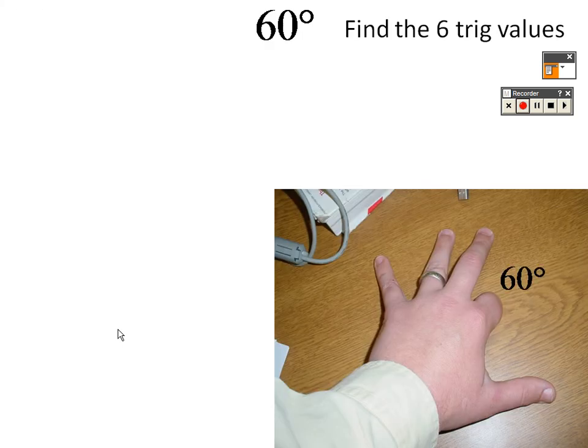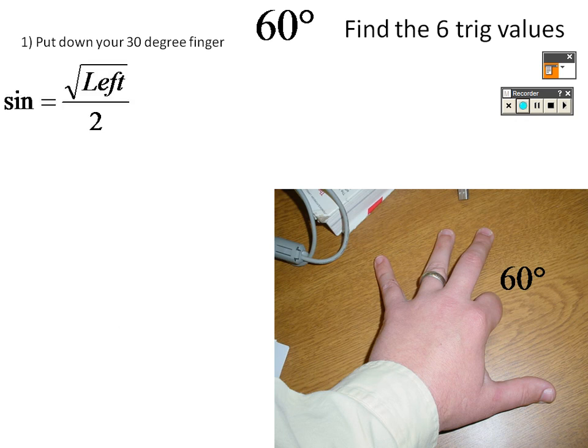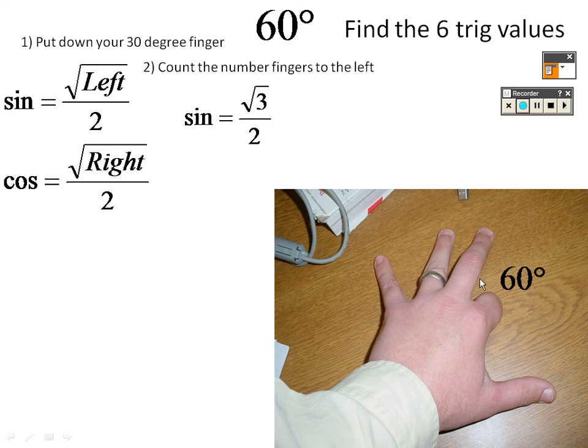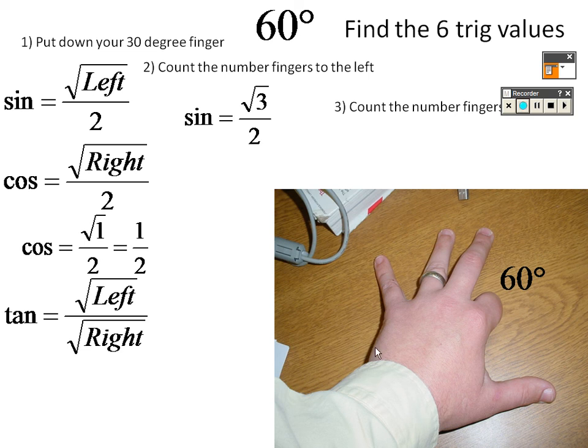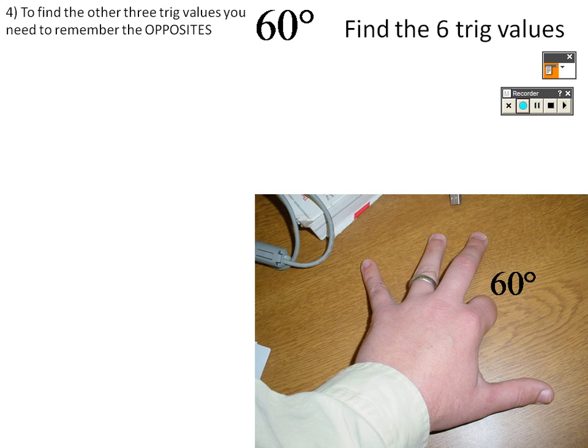60 degrees, put your 60-degree finger down. When you do that, everything to the left, there are 1, 2, 3 fingers to the left, so sine is root 3 over 2. Cosine is square root of right. There's 1 finger to the right, which is square root of 1 over 2, which is 1/2. Tangent is square root of the left over the square root of the right, so it's root 3 over 1, which is root 3. So to find the rest of them, you just flip them.